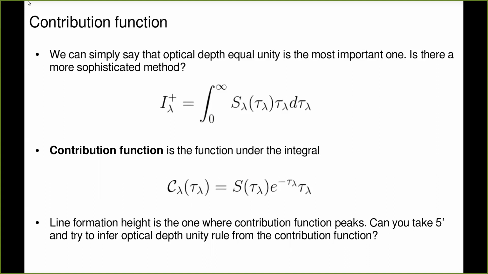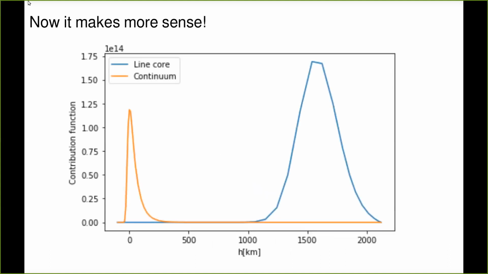Or the other way is simply to say we want these things on the height scale. Height scale behaves similarly to the log tau scale, as Jonathan just explained. So this extra tau needs to appear here. And now we can plot these contribution functions to see how they behave. Now this makes much more sense, and these contribution functions peak at depths where we expect our lines to form.